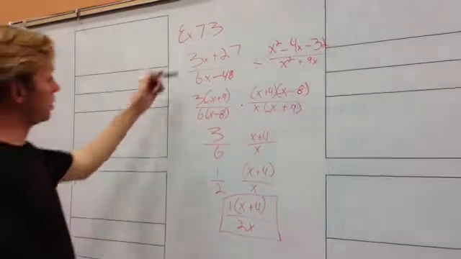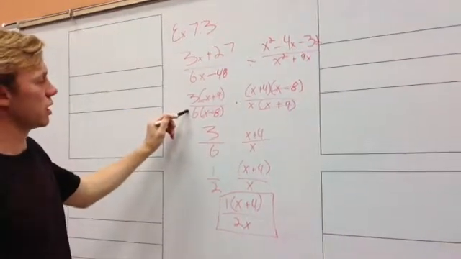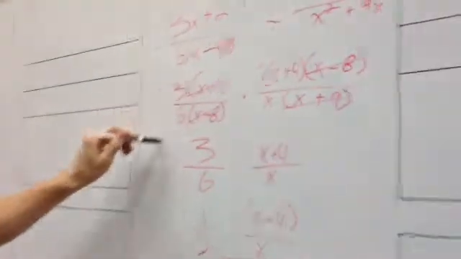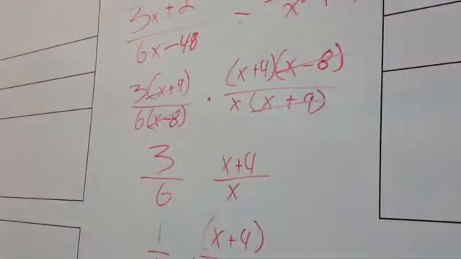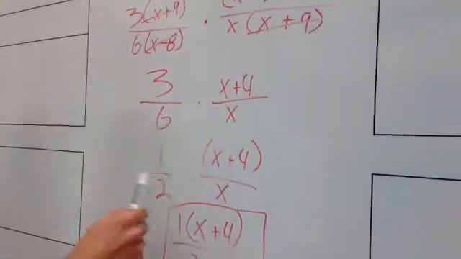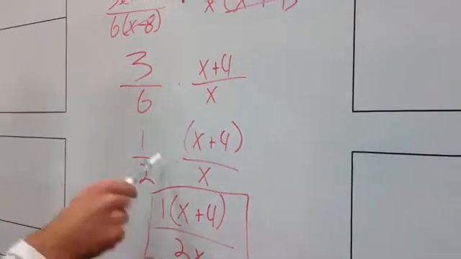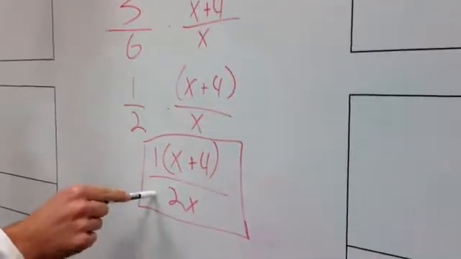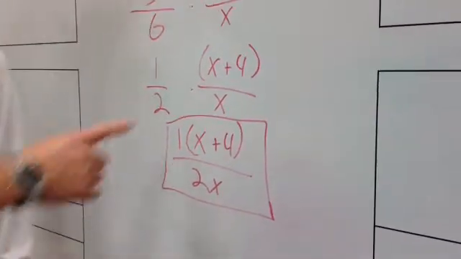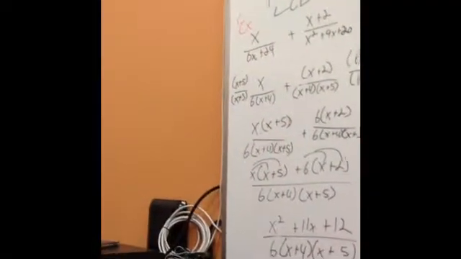Alright, and then you factor out all of it, and you factor to this, and then you cancel out. Alright, so then you get this, and you simplify this, and you still have this over here, and you put this in your calculator, and you get 1 times (x + 4) over 2x. And for this, you just multiply straight across. Yep.